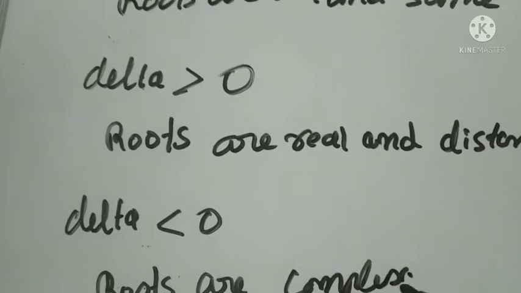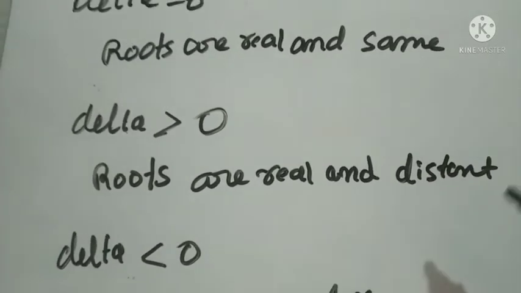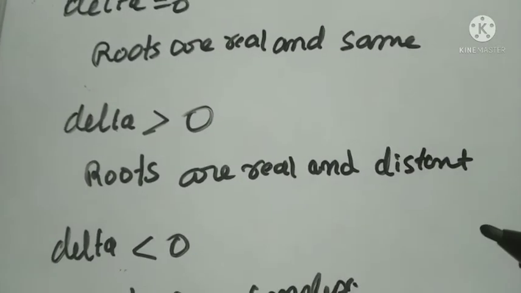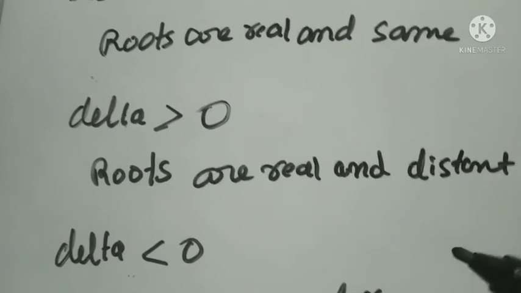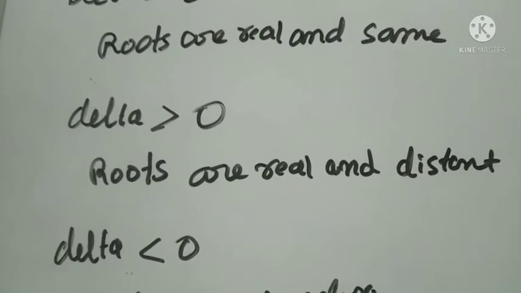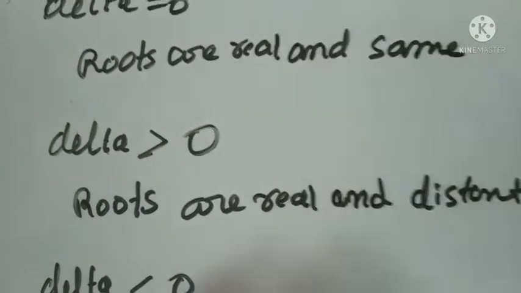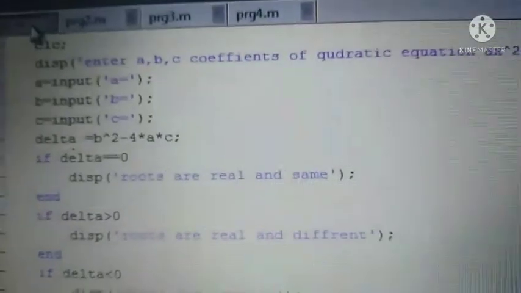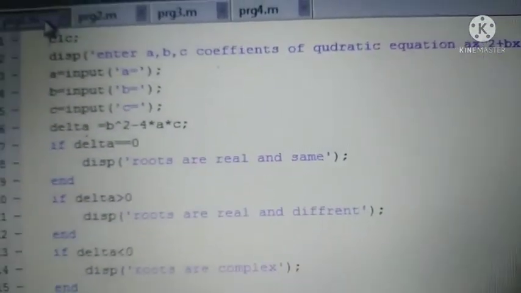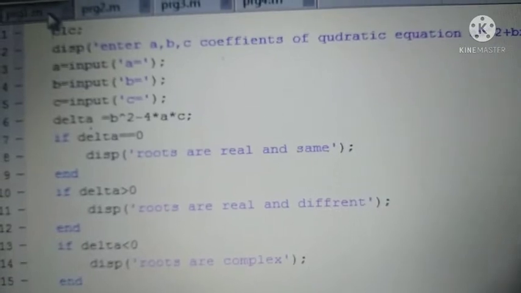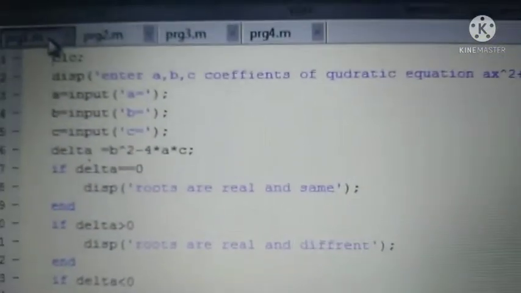Let us see these things in a program, using our if, else, and switch statements, and how to write this. So we will write the program. This is the program which we have written for the quadratic equation.